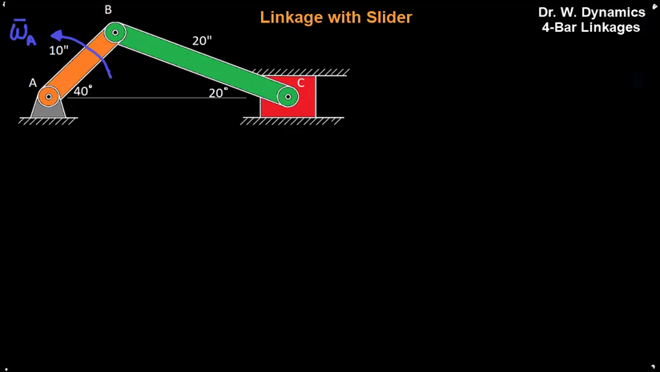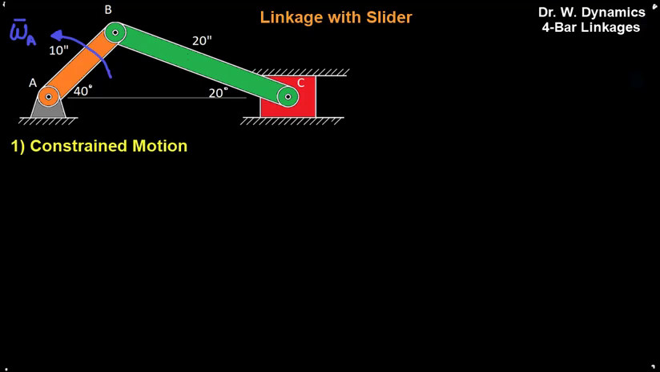Here we have a linkage system with a rotating crank over here at A and a slider mechanism like a piston located here at C and a connecting rod between them that we'd like to analyze. And we're working with linkage systems. The first thing we like to look for is constrained motion.